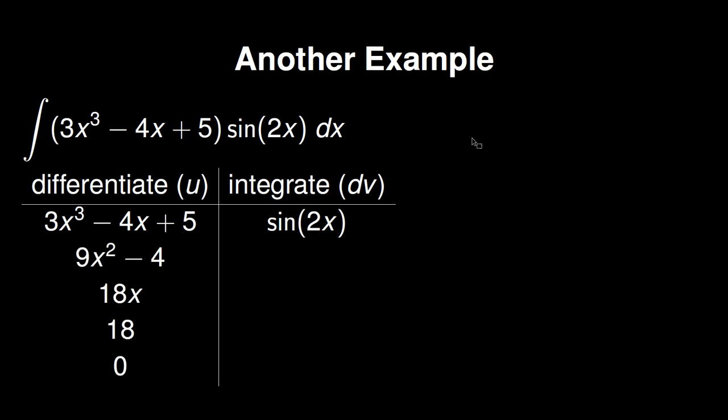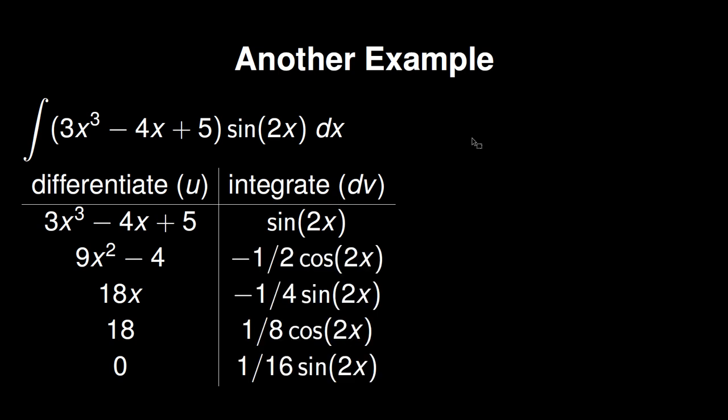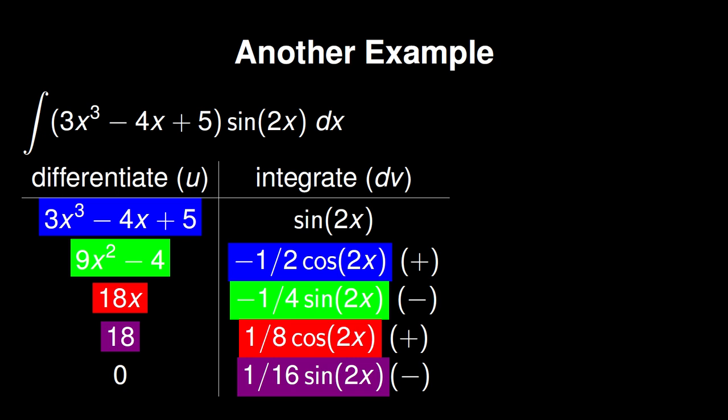And then we need to integrate the exact same number of times. So we need to find each of those antiderivatives. So the antiderivative of the sine of 2x is negative 1/2 cosine 2x. And then the antiderivative of negative 1/2 cosine 2x is negative 1/4 sine 2x, etc., all the way down the table. We will then multiply down the diagonal.